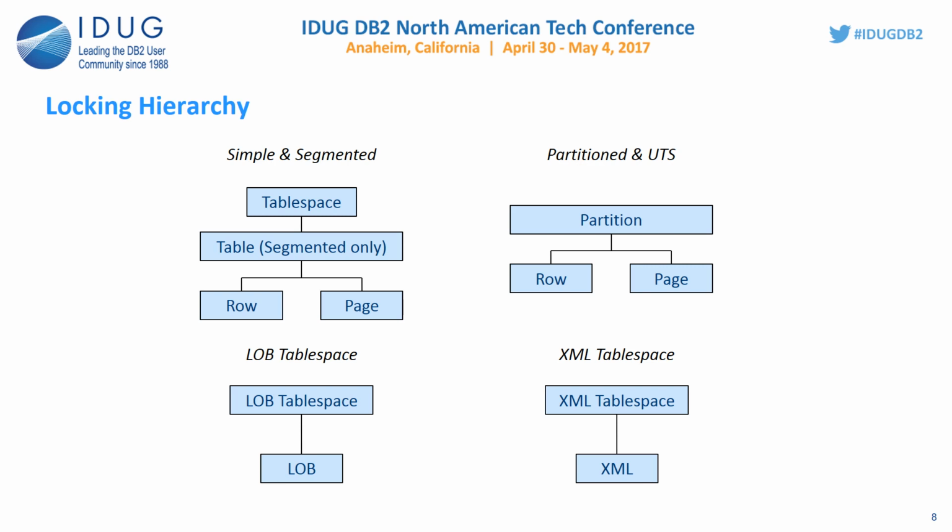For a partitioned object or a UTS of any type, whether it's partition by range or partition by growth, you've got a partition lock and then a row or a page lock. Note there's no tablespace lock for a partitioned object. DB2 is only locking it at the partition level. And then there's a couple of XML and LOBs, which we'll talk about later.